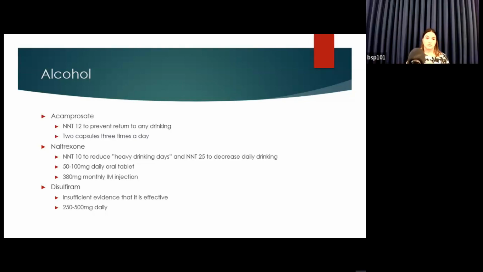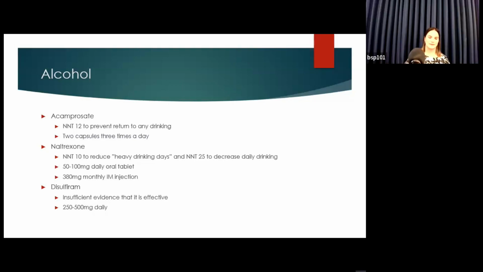Acamprosate, or Campral, has pretty good evidence. The number needed to treat is 12 to prevent return to any drinking. And if you think about the number needed to treat for statins, which I think is like 40 or 50 or something, to prevent MI, this is actually a pretty good number needed to treat. The downside of acamprosate is it's 2 capsules 3 times a day. And I don't know about you, but the last time I was given Keflex, I definitely missed some doses. So this medicine is effective, but hard to comply with.